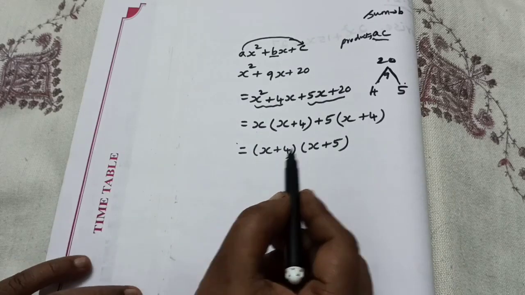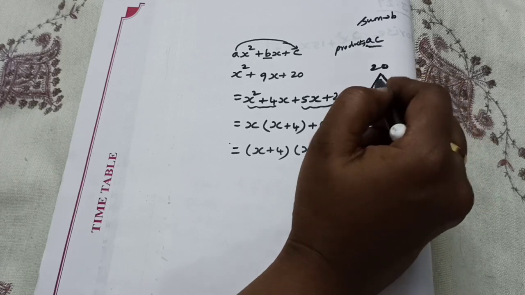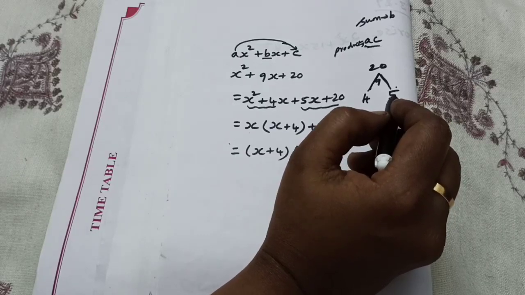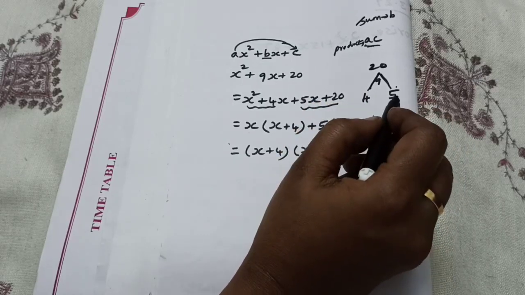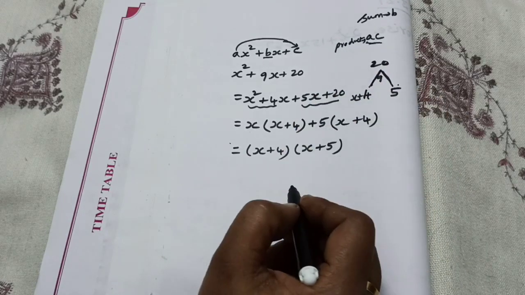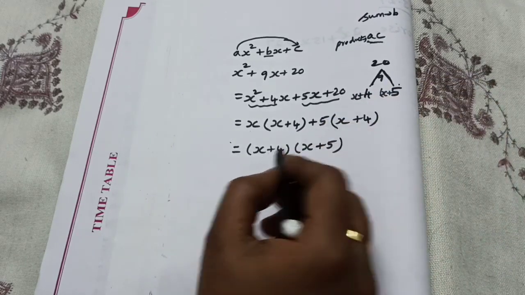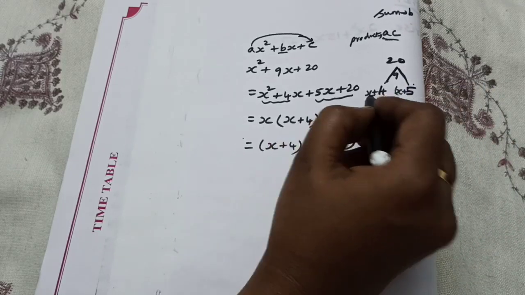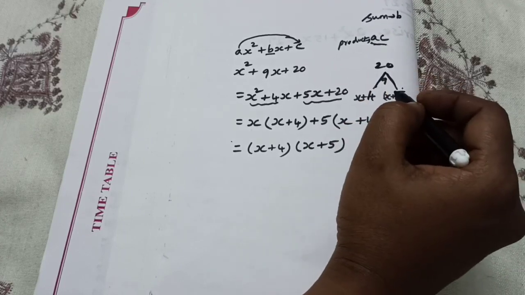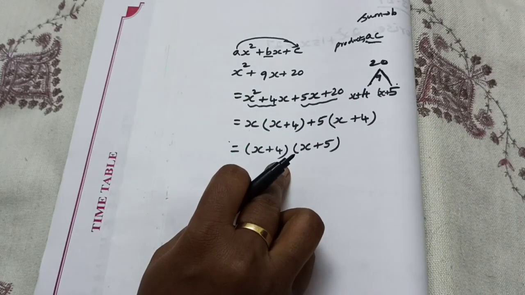In the short form, suppose you did not write these steps, then how can we find it in short form? Product is 20, sum is 9, 4 and 5 are the factors we got, isn't it? From these 4 and 5, we have to add x plus. Here also we have to add x plus. So we got the answer: x plus 4, x plus 5. The short form like this also we can do. These are the steps, no need to write; directly we can write the answer.